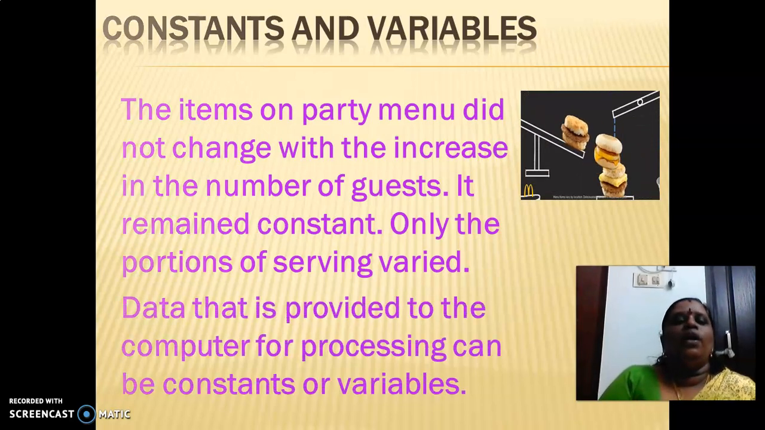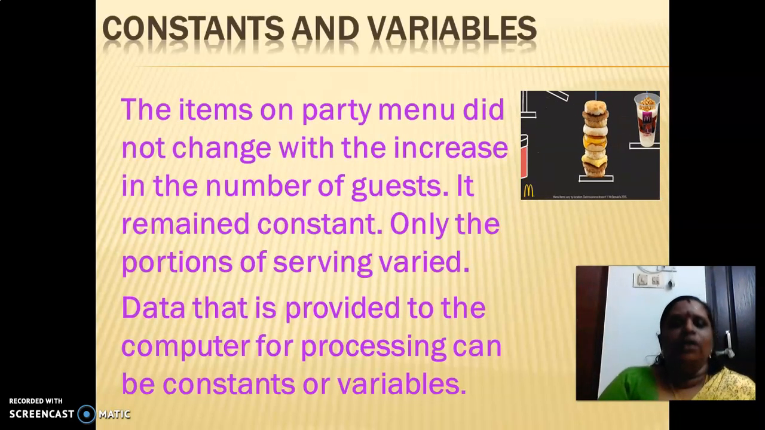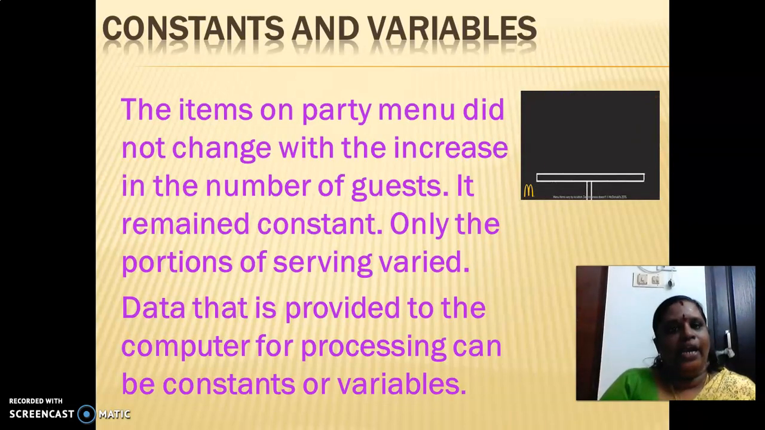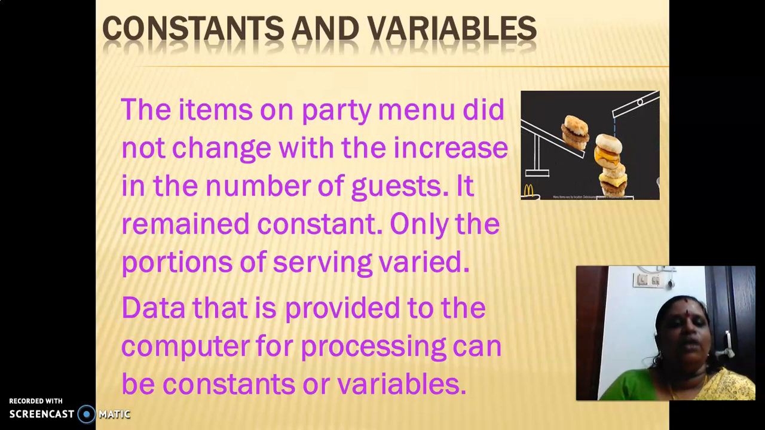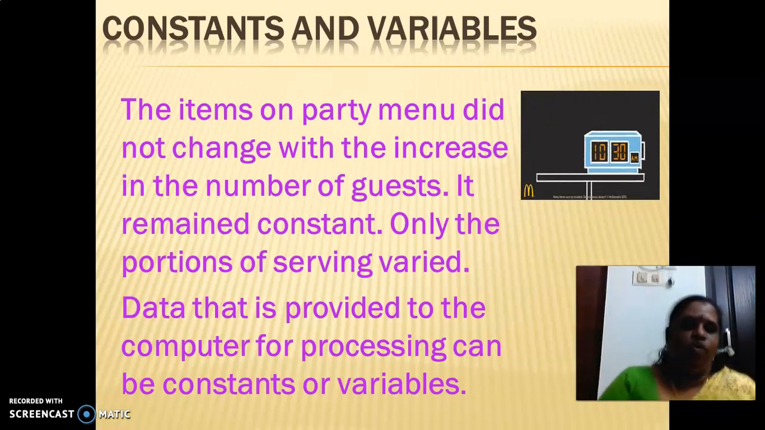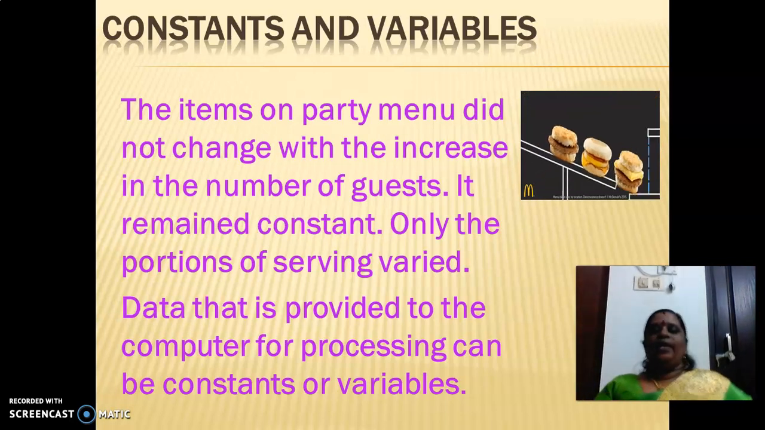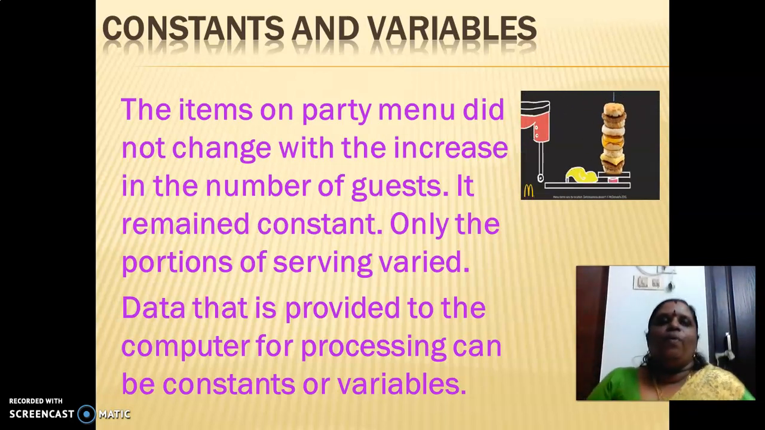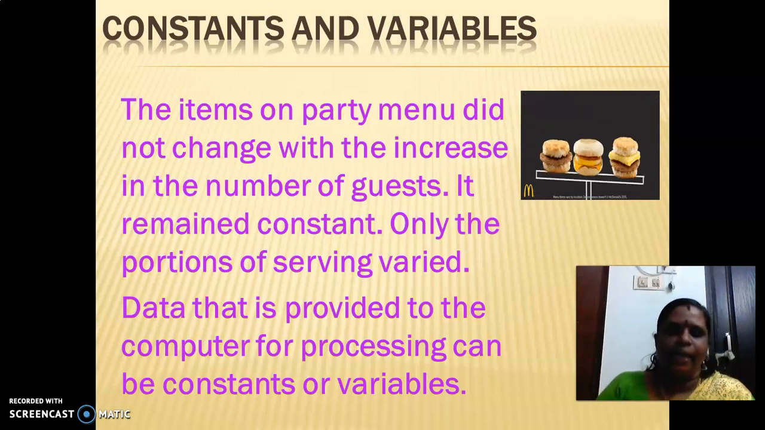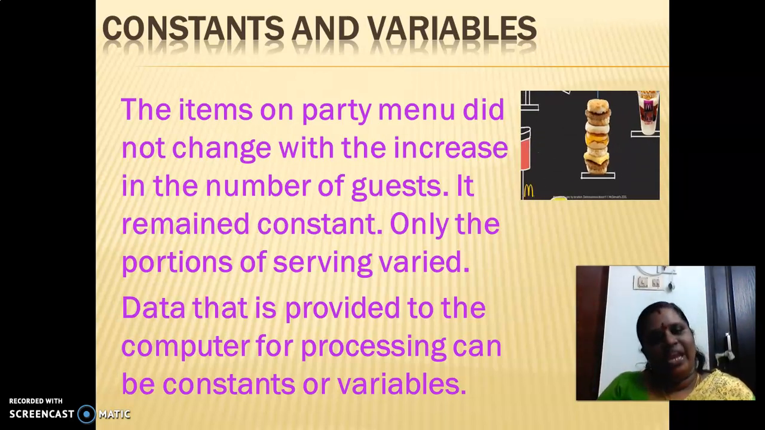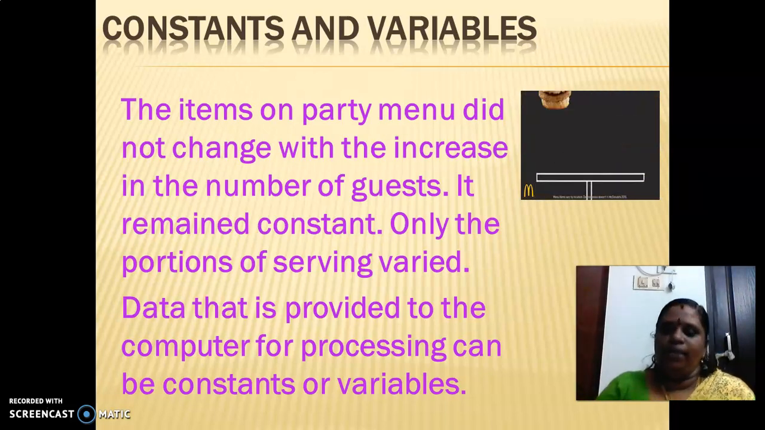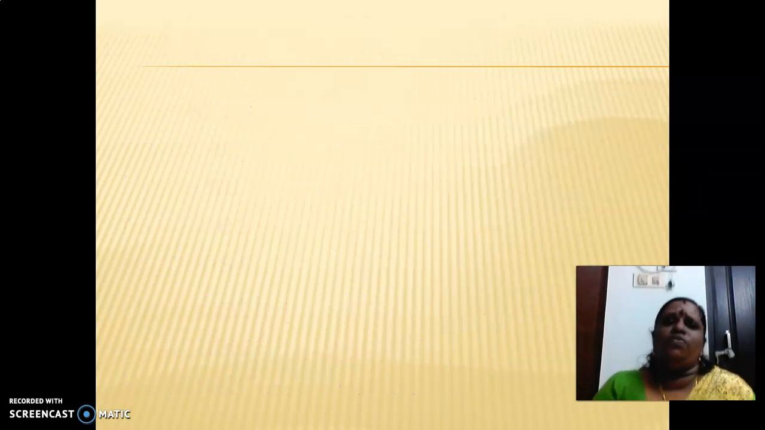So the data that is provided to the computer for processing can be constant, like the items served in the party, or variable, that is the servings. The data we are providing to the computer either can be constant, like the items in the party menu, or it can be variable, like the amount of serving. So this is the constant and variable.